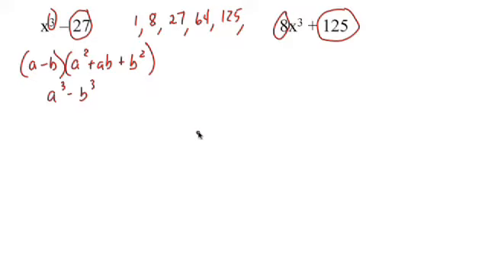So the first step in these problems is to find A and B. So A is the cube root of this first term. Well, the cube root of x cubed is x, because x times x times x is x cubed. That's it. And B in this problem is the cube root of 27, which is 3. Now notice I did not take the sign. The sign is accounted for in the formula.